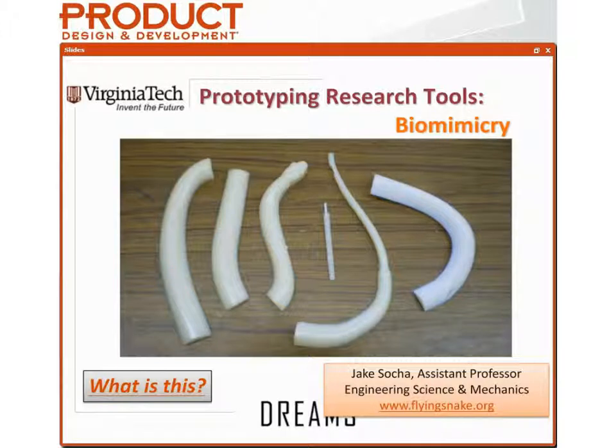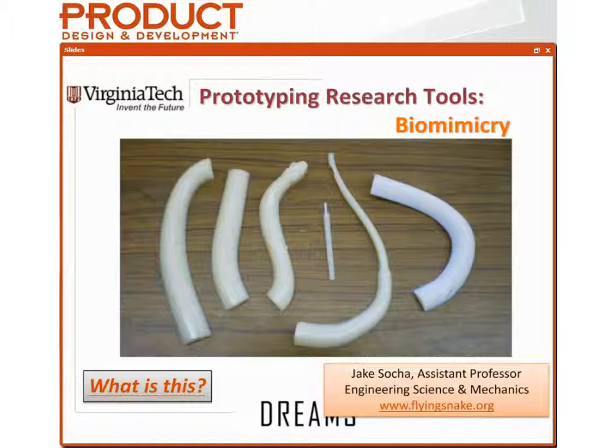What you're seeing is a snake leaping off of a test stand, and its body takes the form of an airfoil and can glide in midair. So here's a snake that can actually fall with style, if you will. And Jake's looking at studying these. What's the shape of their body such that they can glide, and how can they be so efficient?